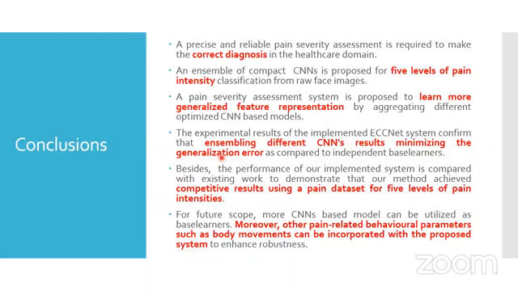It is also improving the performance, and the results provided by our network are very competitive. Moreover, pain related behavioral parameters such as body movements can also be incorporated into the measurement of the pain.